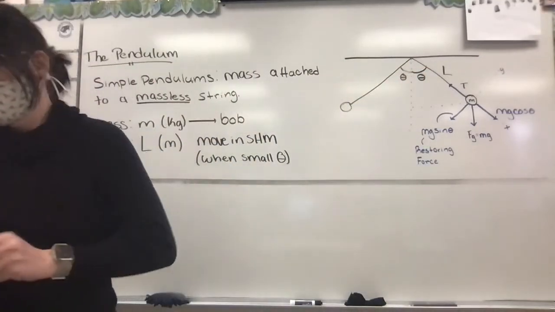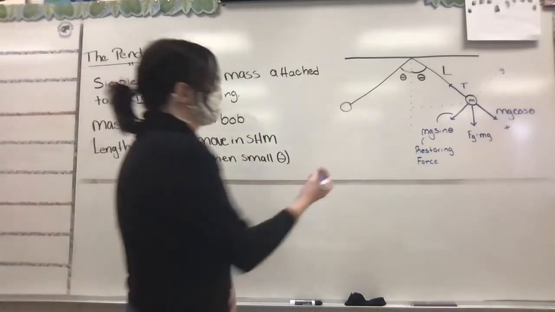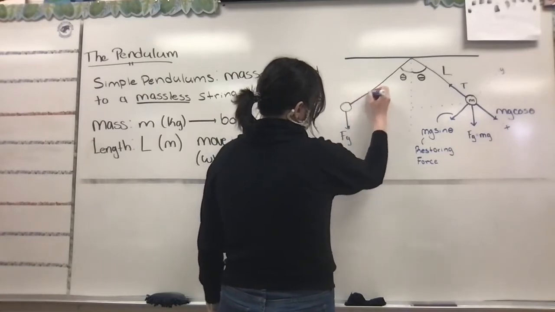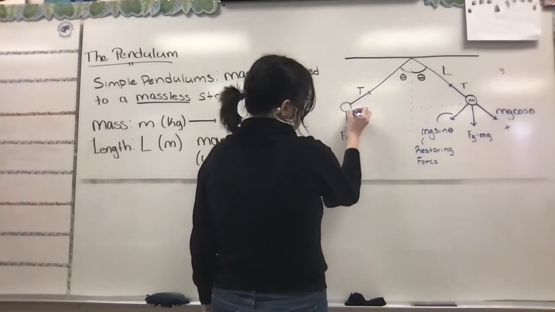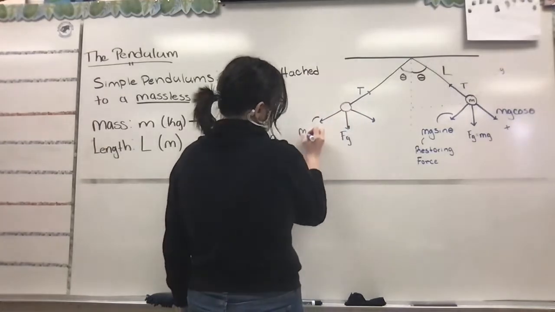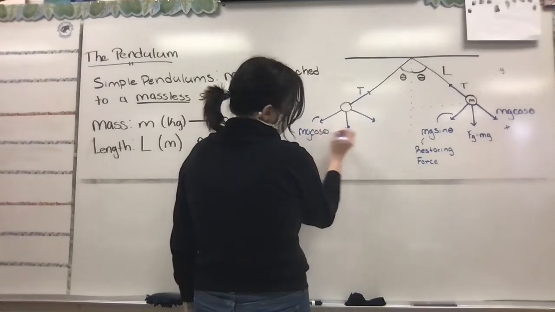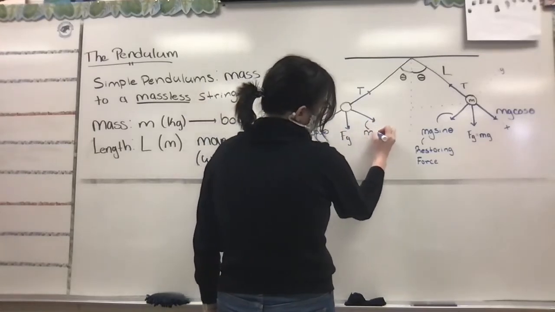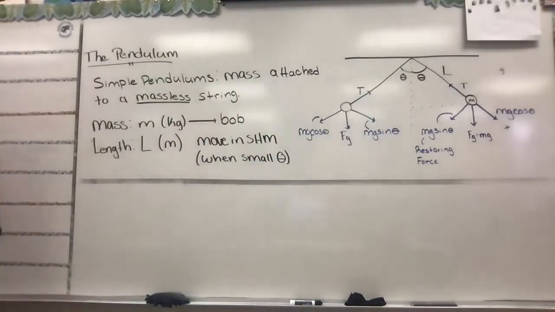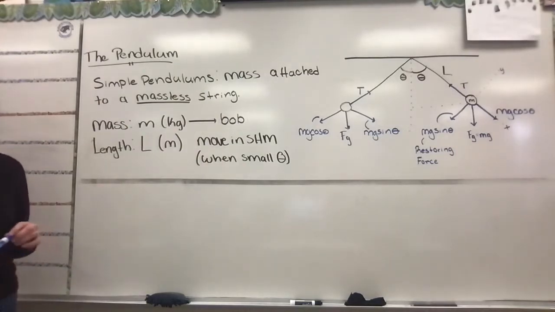So, we still have our force due to gravity. We still have our tension. And then the x is still the mg cosine theta. And our restoring force pointing towards equilibrium is still mg sine theta. So your restoring force stays the same. It doesn't magically become mg cosine theta. It's going to stay mg sine theta. Now it's just pointing in a different direction.